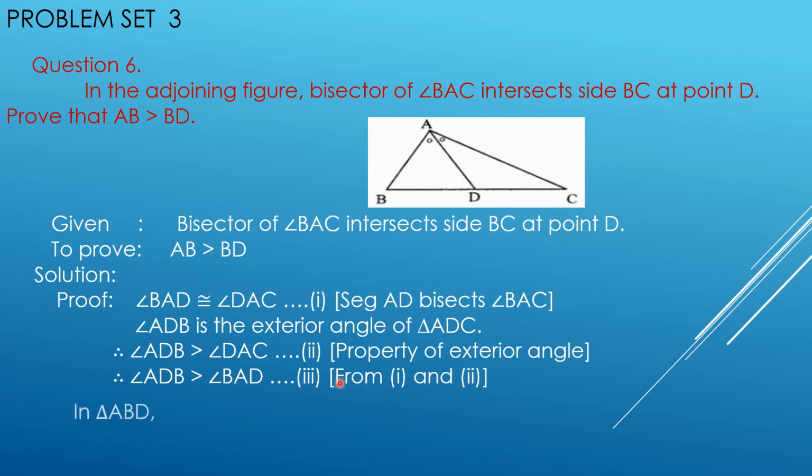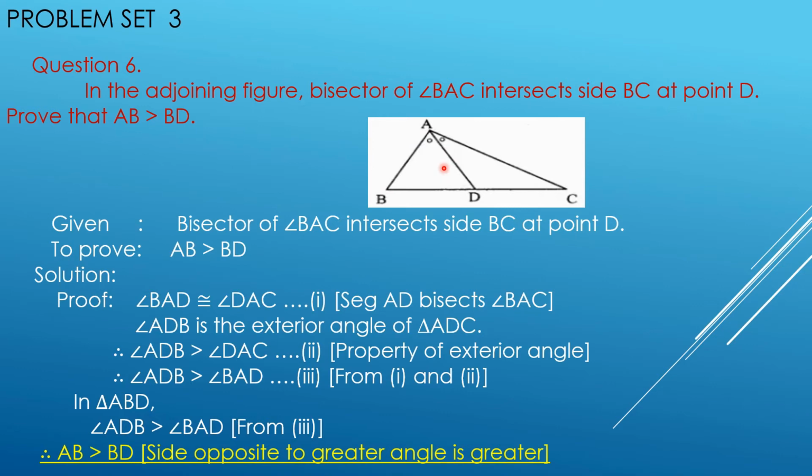And I am considering the triangle ABD. In triangle ADB, angle ADB is greater than angle BAD. That is from equation 3. And here ADB is the greater angle, so its opposite side is the greater side. Therefore, AB is greater than BD. The reason is: the side opposite to the greater angle is greater.